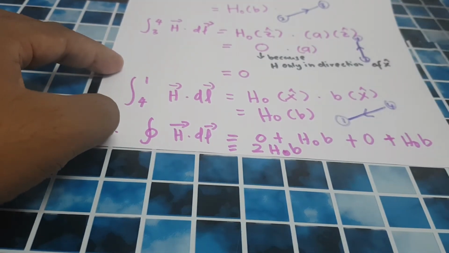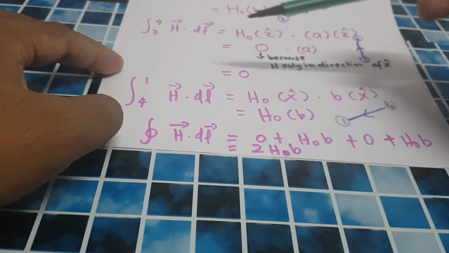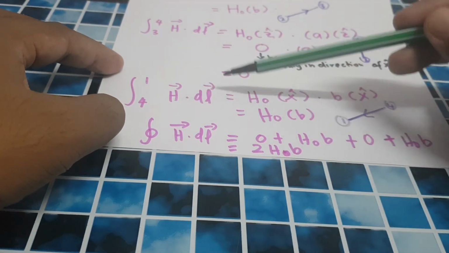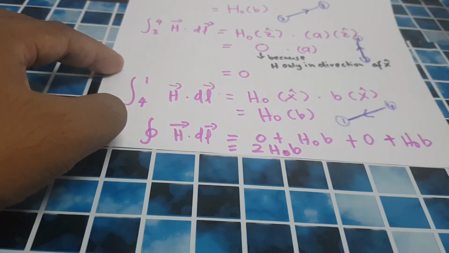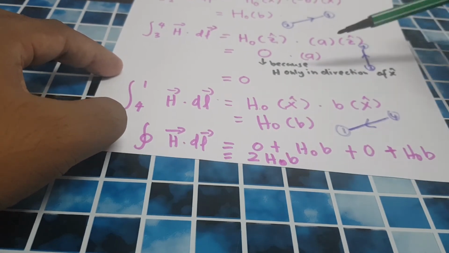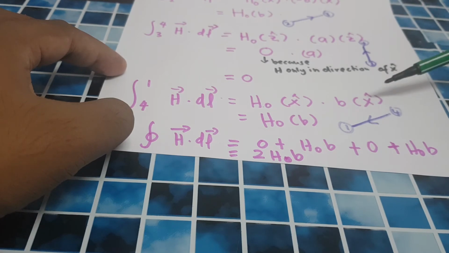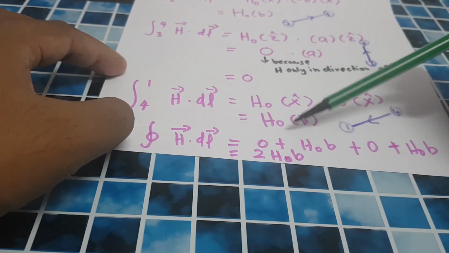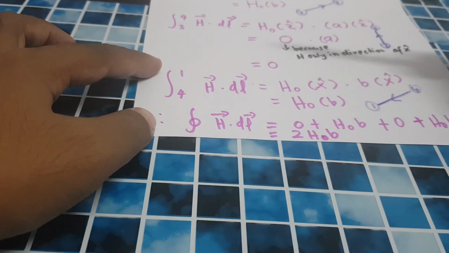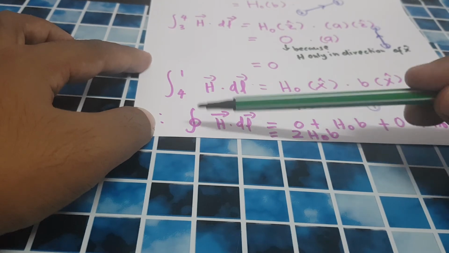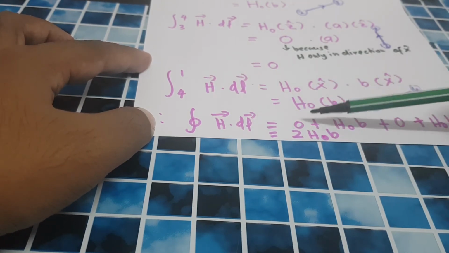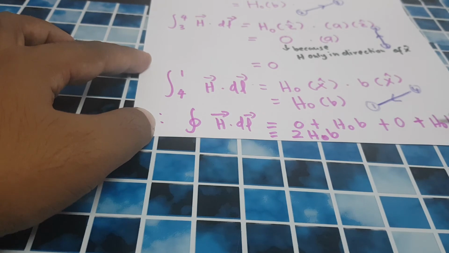And the last one is from line 4 to line 1. For the integral of H dot dl, H naught is a constant with the direction of positive x, dotted with b in the direction of positive x. So the final answer is H naught b. When we sum up all the parts, the closed integral of H dl equals 0 plus H naught b plus 0 plus H naught b, equal to 2 H naught b.